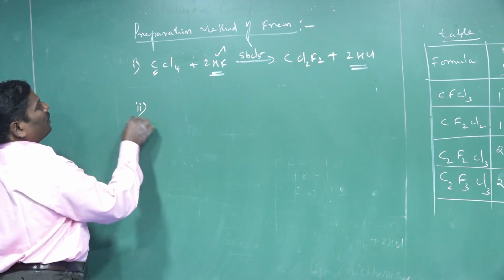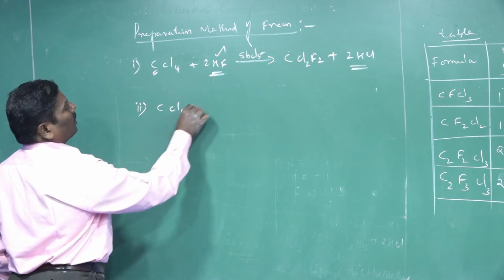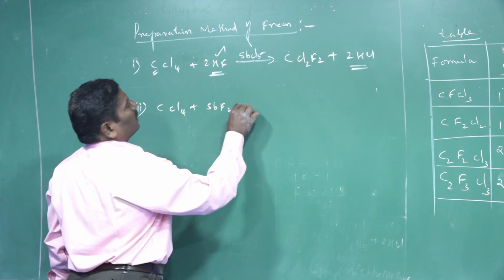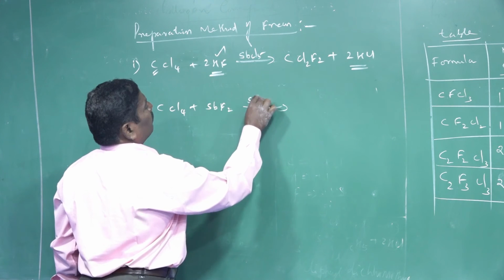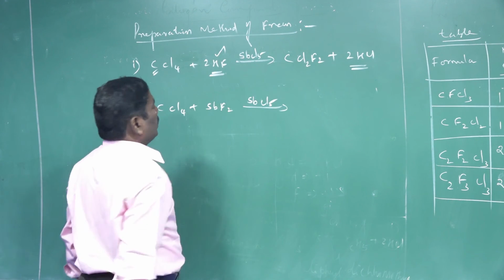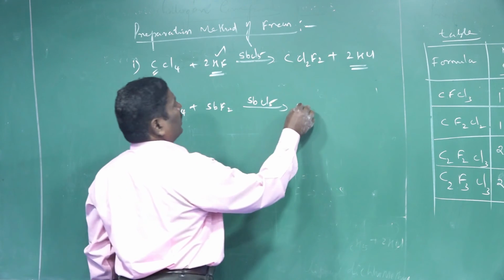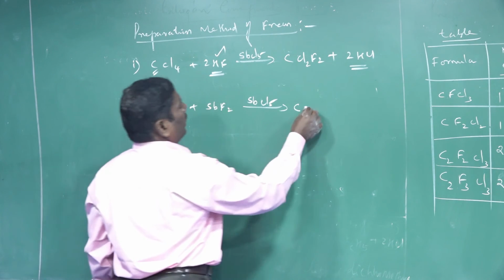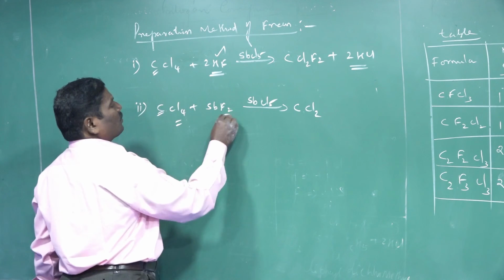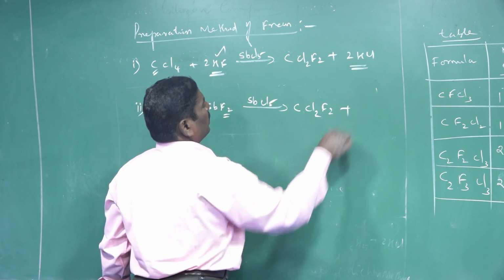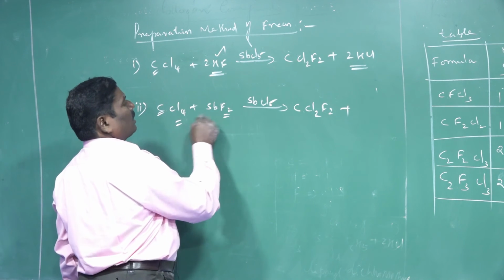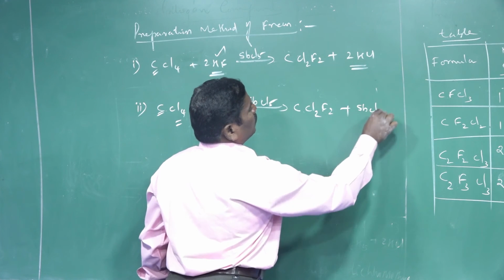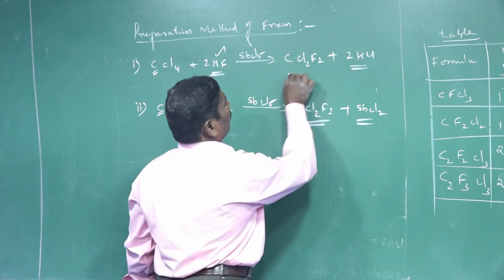The second method which we are going to see: the same carbon tetrachloride plus antimony fluoride, SbF3, then the same catalyst, antimony pentachloride. Now the product which is formed, we can write CCl2F2, plus the compound antimony chloride, SbCl3, as the products. Here this is the Freon.